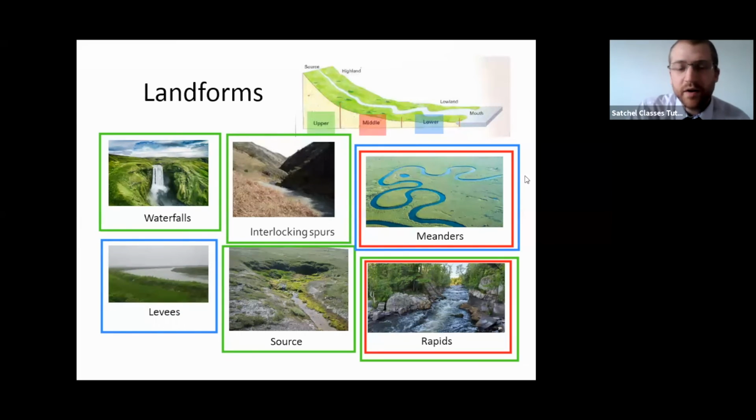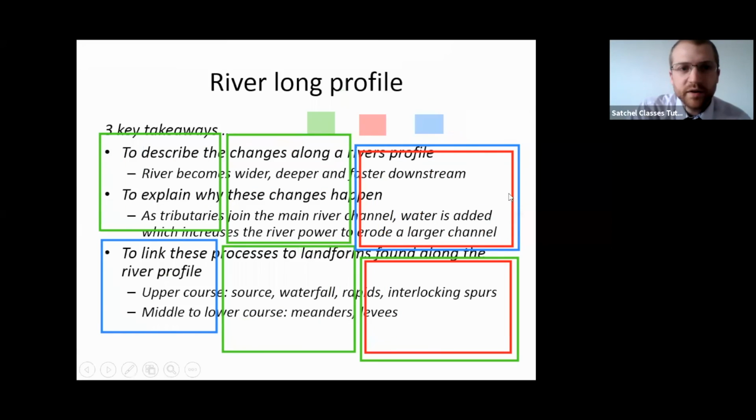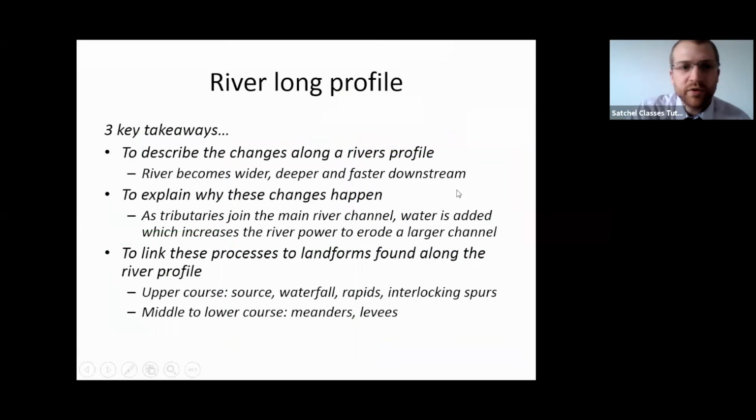So hopefully that's run through the changes and some of the landforms and given you reasons why the river changes. So just to end, we'll clear those drawings. So, quick recap from our 3 key takeaway points.